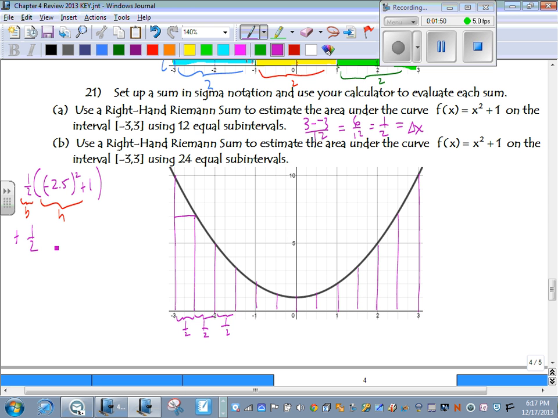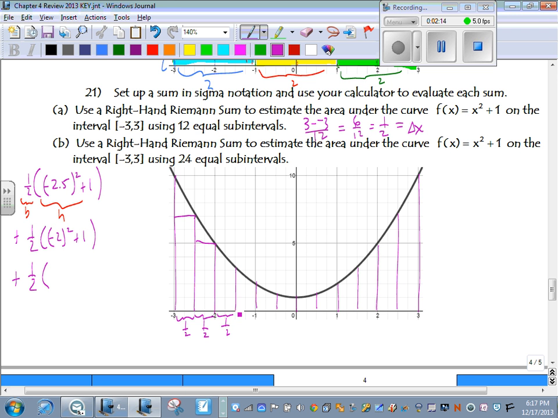Then we're going to go ahead and add the next rectangle. That base is going to be 1/2 again. The height comes from the right side of the interval. So the right side is -2. So we have to put -2 into the function to find our height. So we have -2 squared plus 1. Base times height. Then the third one, we're going to have a base of 1/2.